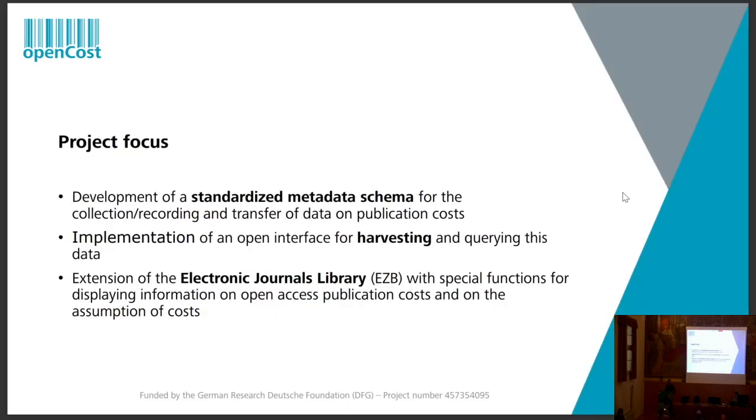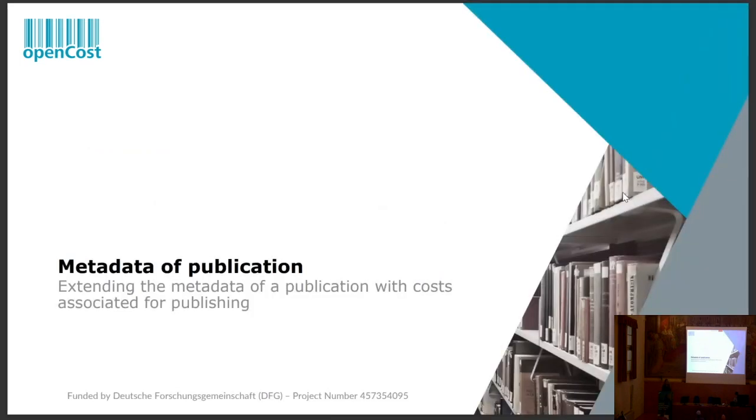Actually, in the first phase, we had to focus on three points. The first point was to develop a standard for publication fees. The second point was to make a technical implementation to provide this data and to enable harvesting of this data. And the last goal was to reuse this data in one specific case, which was in the electronic journal library, to display payments of institutions.